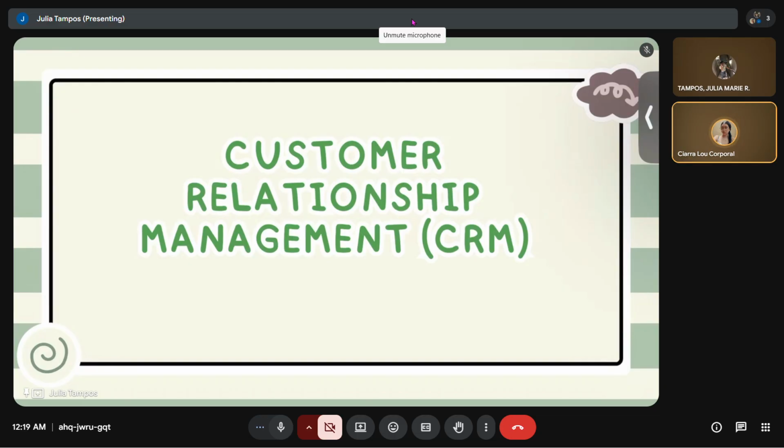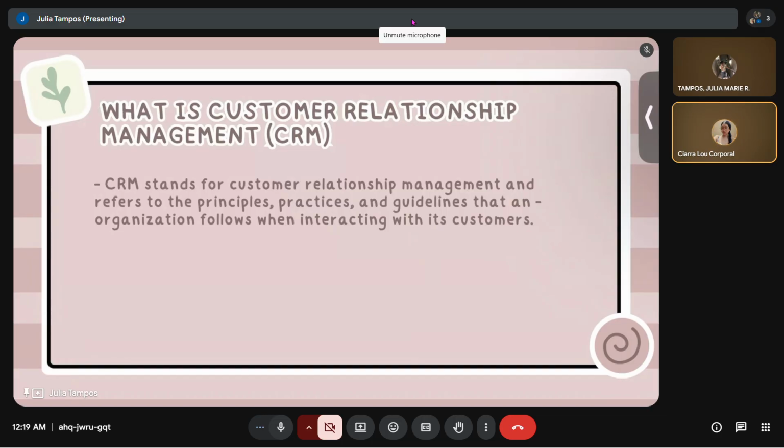So, for the next topic, we have customer relationship management, or CRM. So, what is CRM? CRM is how a business manages its relationship with customers. It includes the rules, practices, and tools a company uses when communicating and working with customers. The main goal of CRM is to understand customers better, serve them well, and keep them coming back.